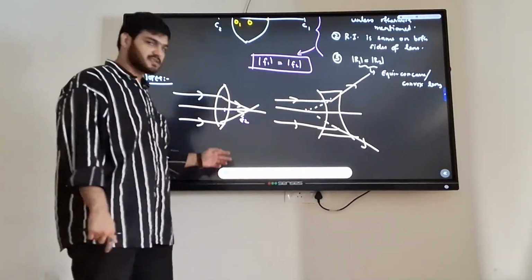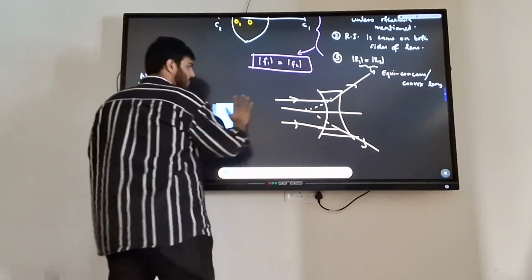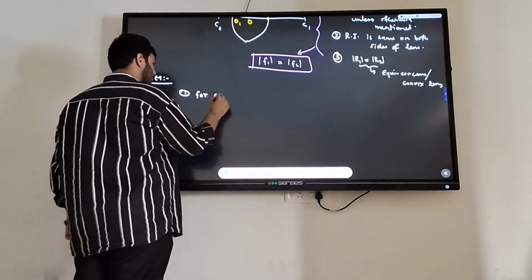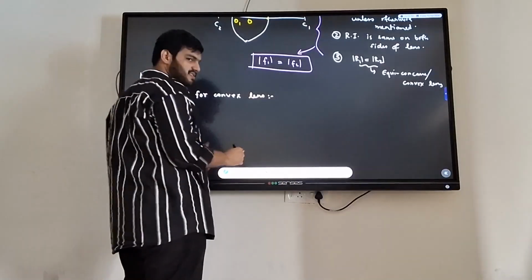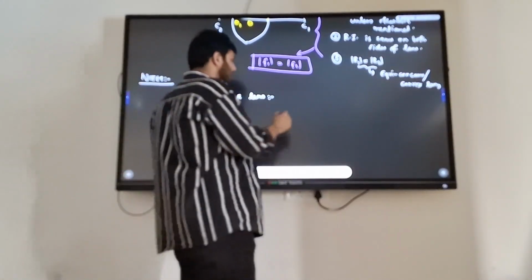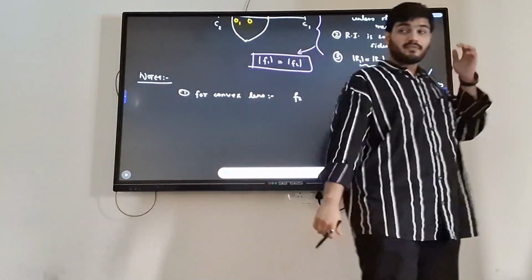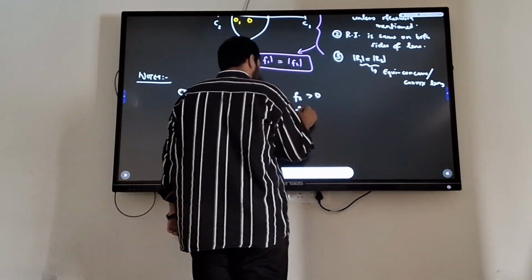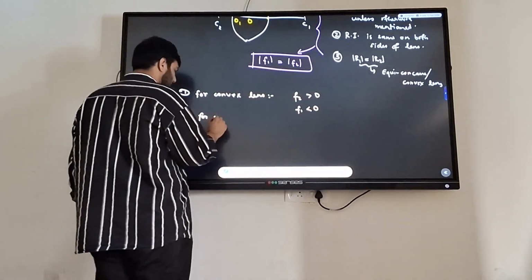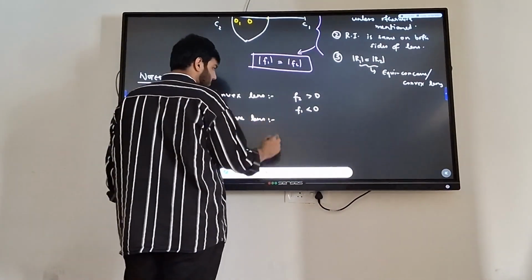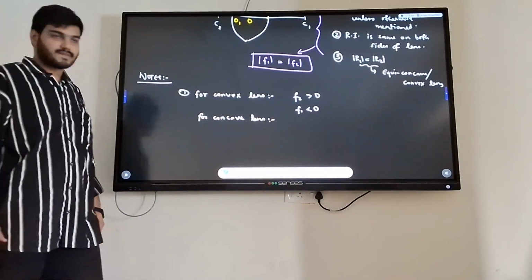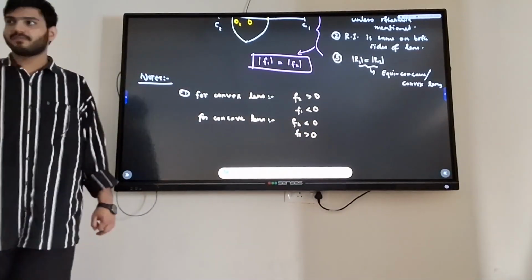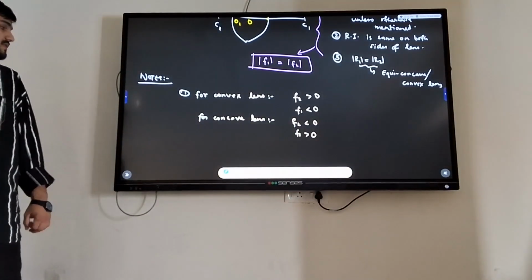So let me write those things. I am going to erase the diagrams. Is it okay? So you should remember these things. For convex lens, I am just writing convex now, not biconvex, biconcave, anything. F2 is what? Positive. What about F1? Negative. What about for concave? What is F2? Negative. And F1 is? Positive. Does it make sense to you? Good.